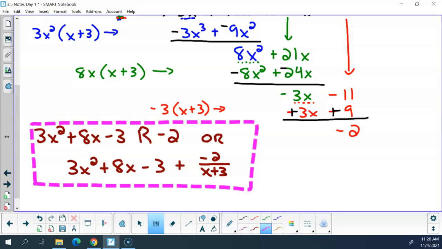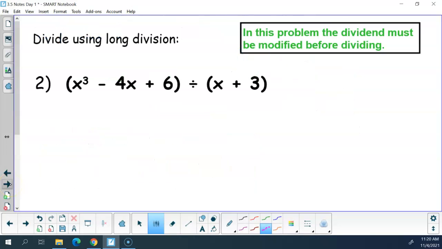Okay. Questions, comments, concerns, clarification? Okay, let's do another one. X cubed minus 4x plus 6, all divided by x plus 3.